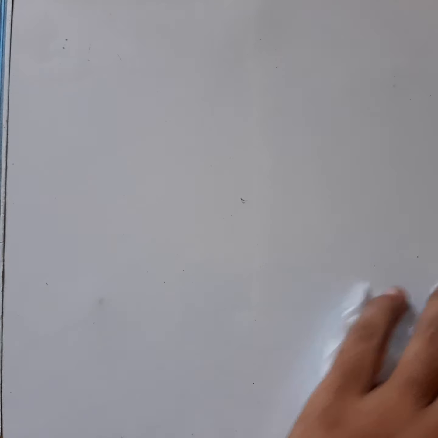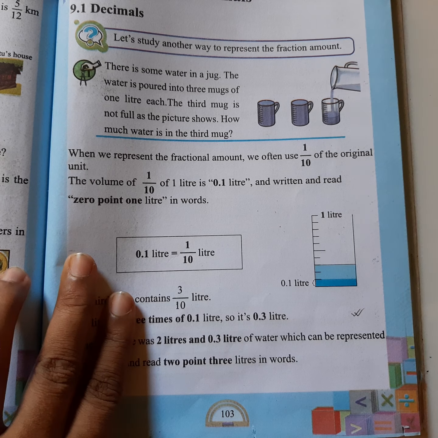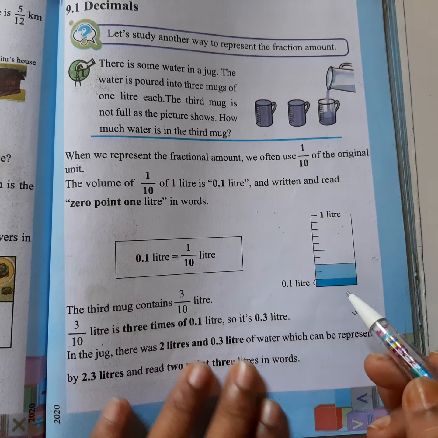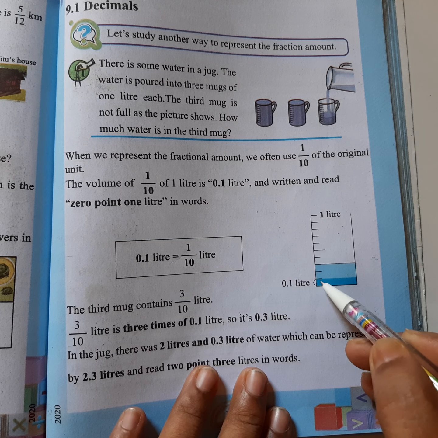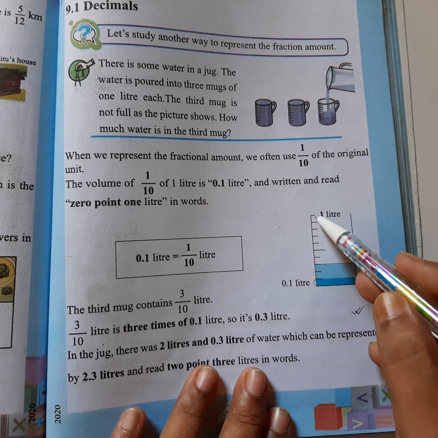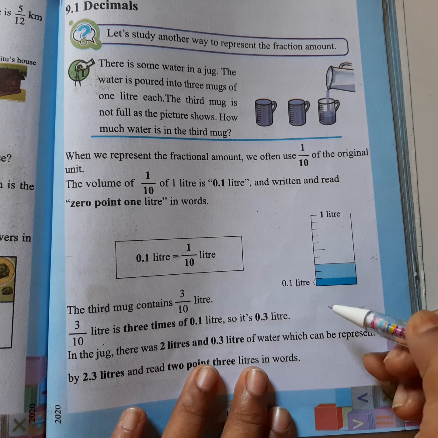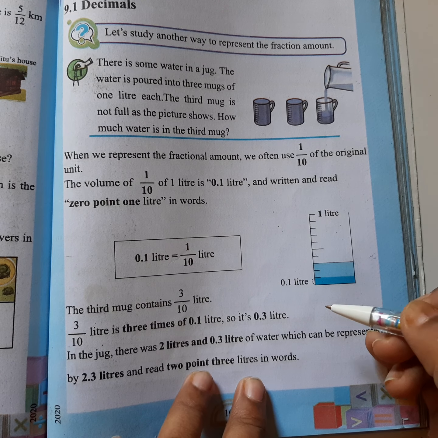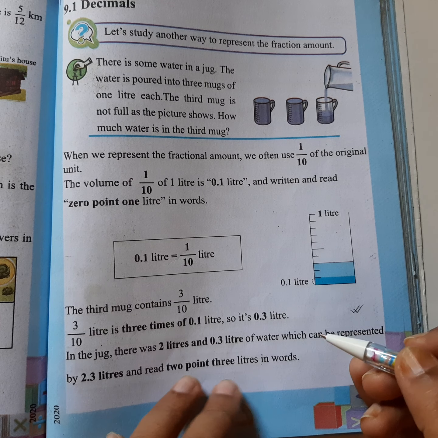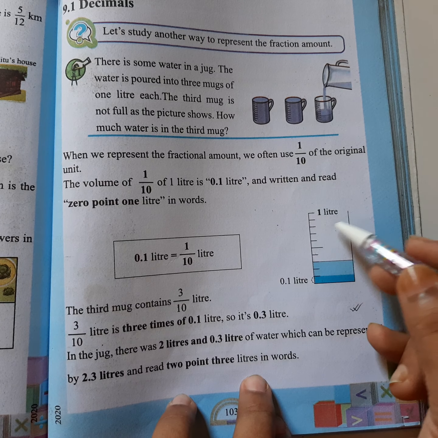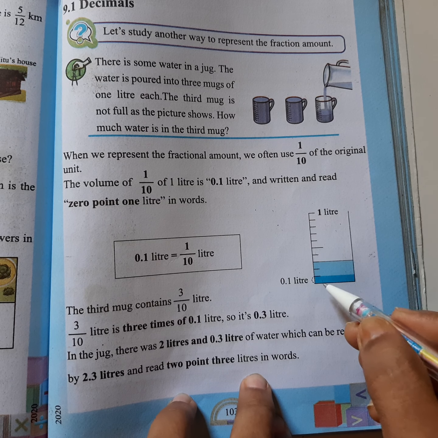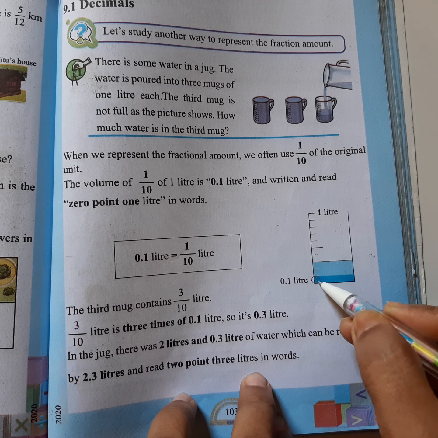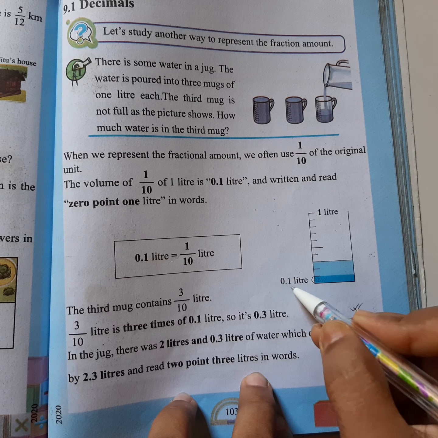I think I have already made that part clear to you, okay? I want to explain the book part also. Let me show you that part. The dark blue part shows there are 10 parts in 1 liter. They made it 10 parts. You can make more, but for the decimal chapter, suppose we are dividing the 1 liter into 10 parts, and that one dark blue part is one part out of 10 parts, which is 0.1.